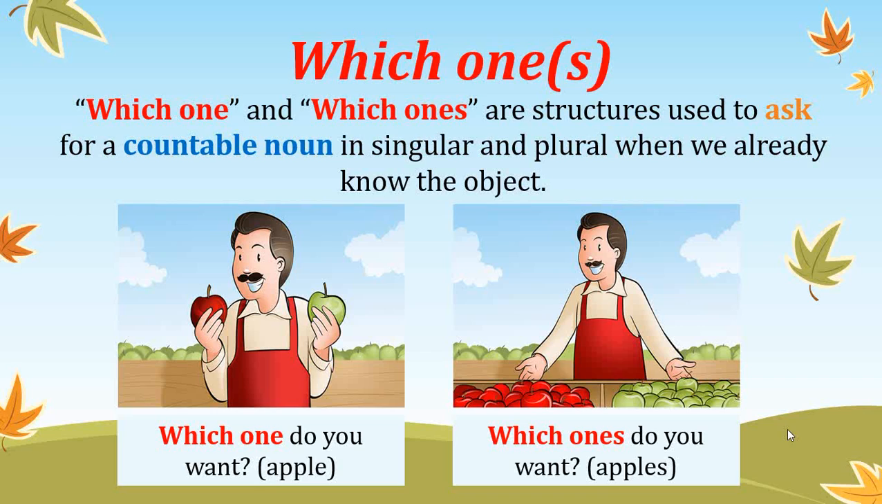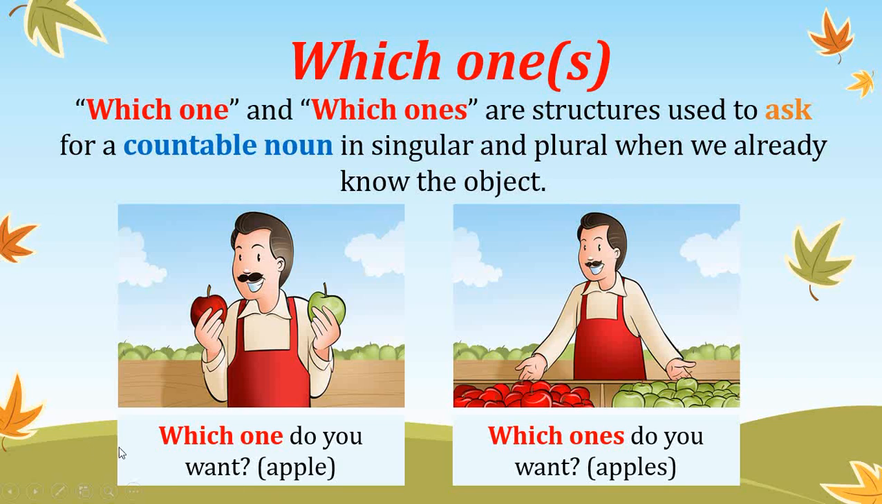Now we have this phrase that we usually use in English. Which one or which ones? Which one and which ones are structures used to ask for a countable noun. To make questions about a countable noun, in singular and plural, when we use the S in the end, when we already know the object, when we are looking at the object, or when we can see it.